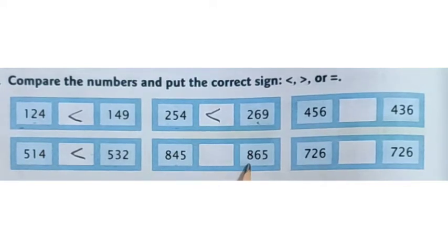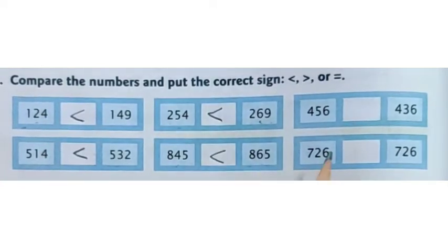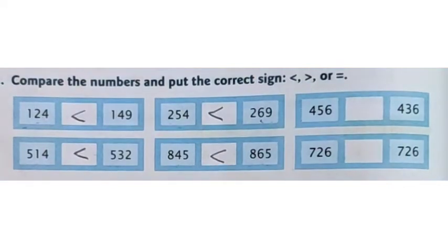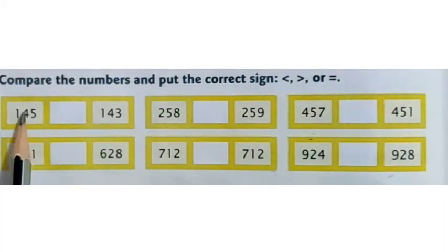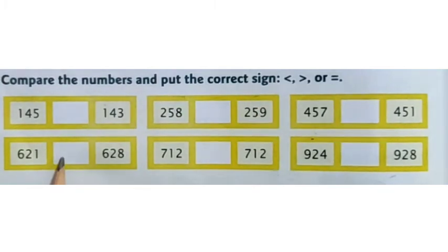Here it is 8 in the hundreds place. Now compare the tens place. Here it is 4 and here it is 6. 4 is less than 6. The next two numbers you try, children. Children, this fourth one, compare the numbers and put the correct sign. You try on your own, children.